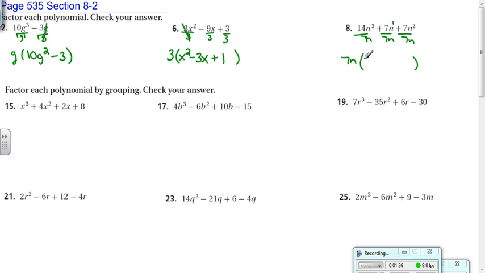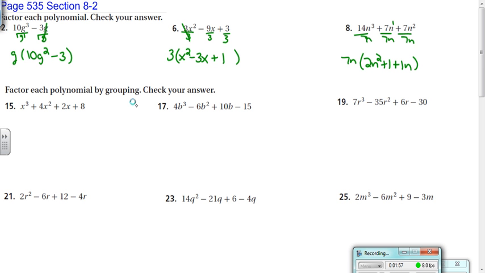14 divided by 7 is 2. N cubed divided by n, subtract 3 minus 1, you're going to get n squared. 7 divided by 7 is 1, and n divided by n is 1, so you're going to have plus 1. 7 divided by 7 is 1, and n squared divided by n, you do 2 minus 1, and you get an n.